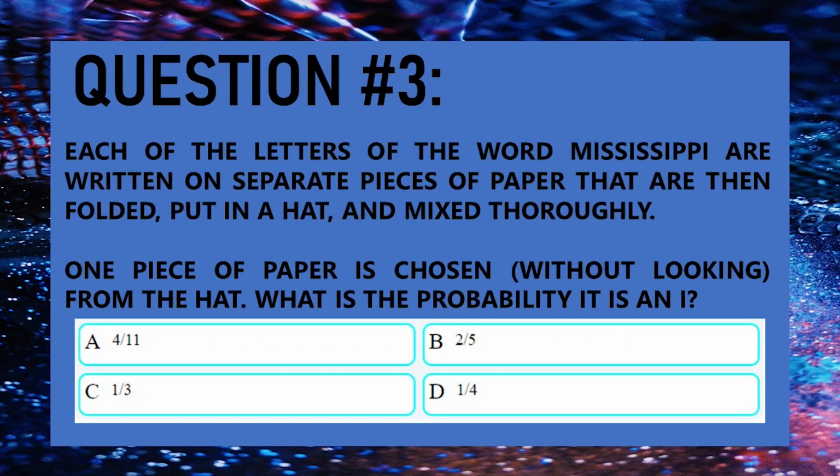Question number 3. Each of the letters of the word Mississippi are written on separate pieces of paper that are then folded, put in a hat, and mixed thoroughly. One piece of paper is chosen without looking from the hat. What is the probability it is an I? Letter A, 4/11. Letter B, 2/5. Letter C, 1/3. And letter D, 1/4.